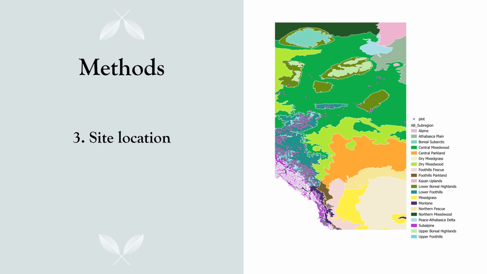Here is a map that shows my sample plots. There are almost 2095 plots, and they are all located near the Rocky Mountains.